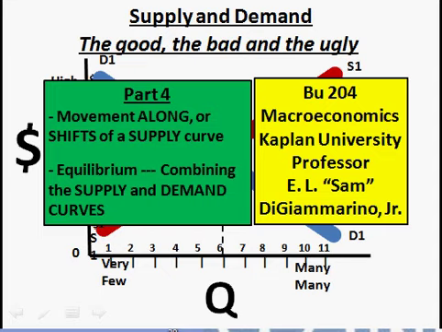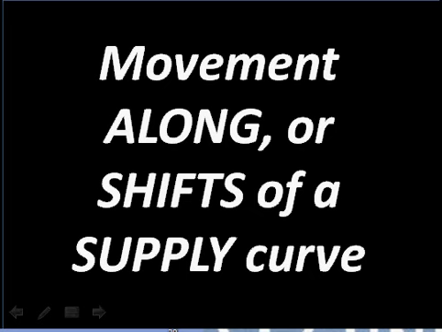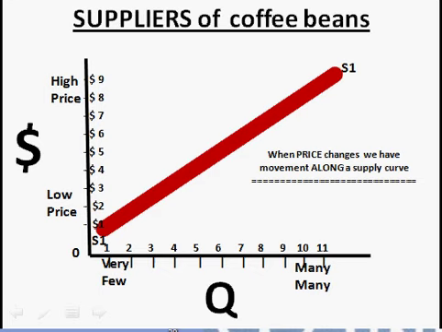And here we are back with part 4, and we'll continue our discussion of the supply curve. We're going to look at movements along the supply curve and shifts of a supply curve. Now notice the shape of the supply curve.